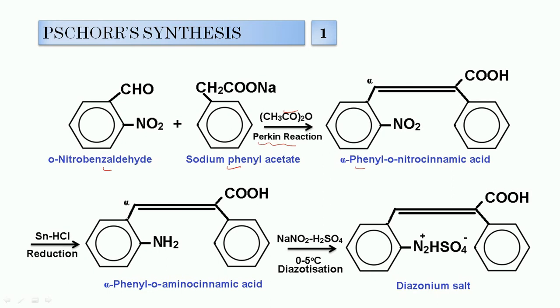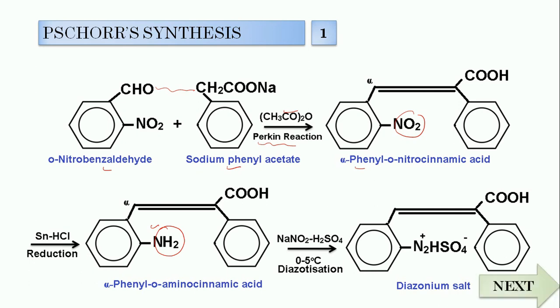So there is a bond formation, and in the next step the reduction occurs here. Now in the next step, this alpha-phenyl-ortho-aminocinnamic acid is subjected to reaction with sodium nitrite in the presence of sulfuric acid, and this reaction occurs at low temperature, and it is a diazotization. So diazotization occurs at this position, and it gives this diazonium salt.